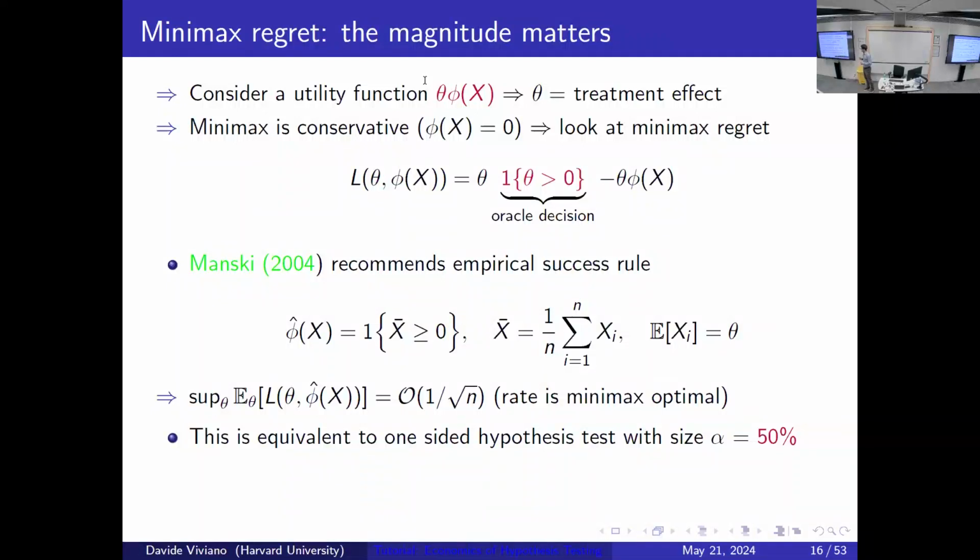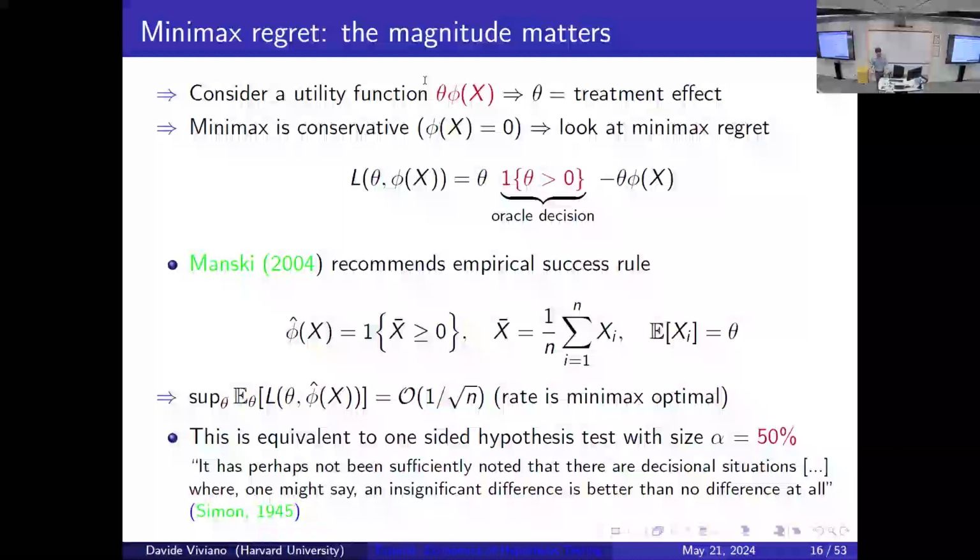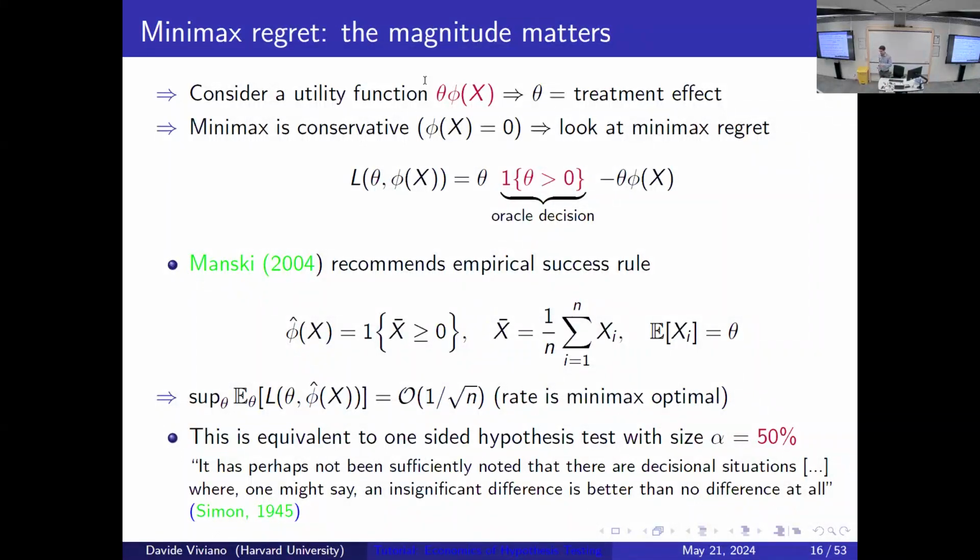Okay, so this really means that we're going to pick alpha to be 50% if we think about this as our main loss function. And this relates to this comment from 1945 saying it has perhaps not been sufficiently noted that there are decisional situations where one might say an insignificant difference is better than no difference at all. And so what we're going to do is basically forget standard hypotheses in the way we think about that, and we're just going to say, well, we look at the empirical mean, and if the empirical mean is positive, we're going to set the policy to positive.